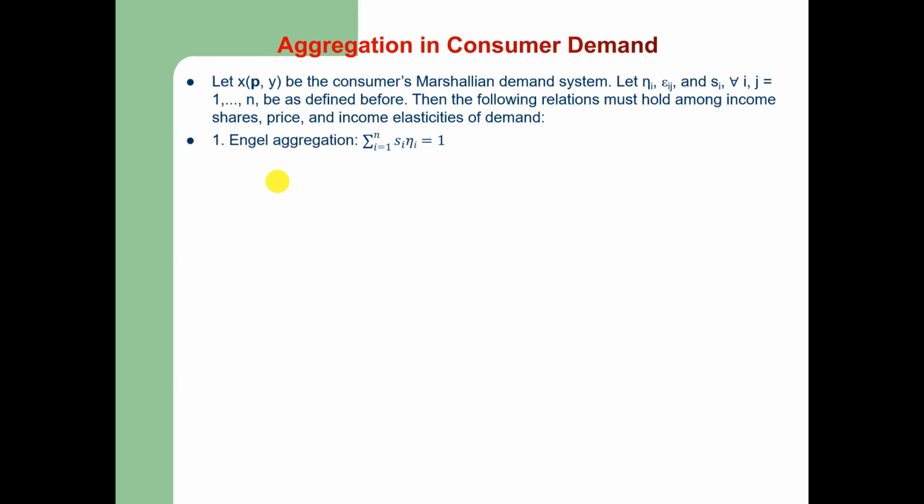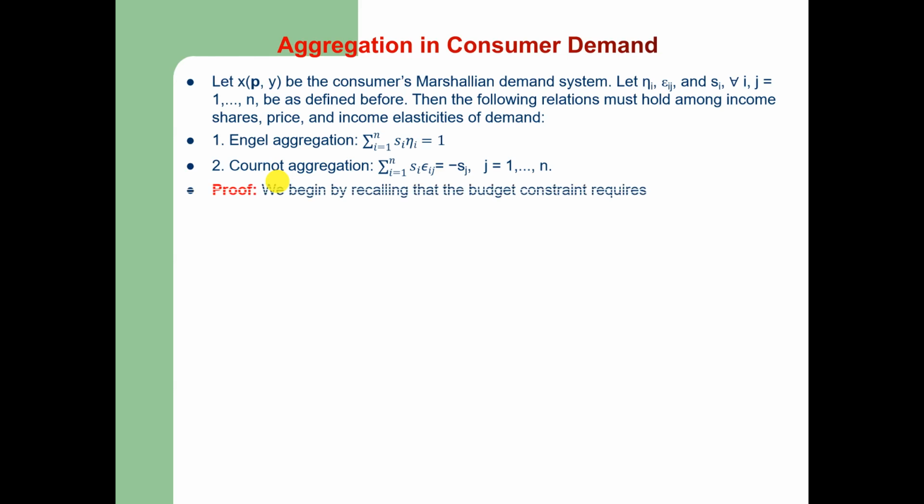The first one is the Engel aggregation, and it means that the summation of si eta i is equal to 1. I'll explain this a bit later. And the second aggregation is known as the Cournot aggregation, and that says the summation of si epsilon ij is equal to the negative of sj, where i varies from 1 to n.